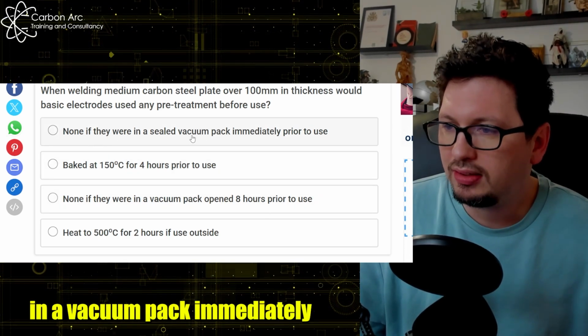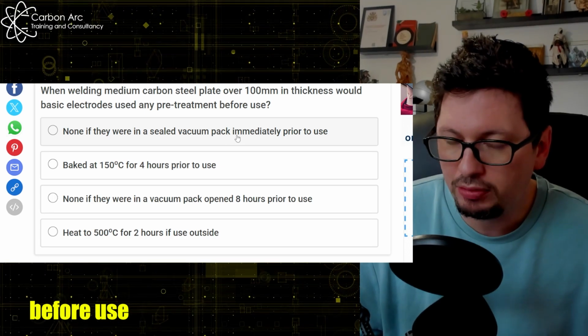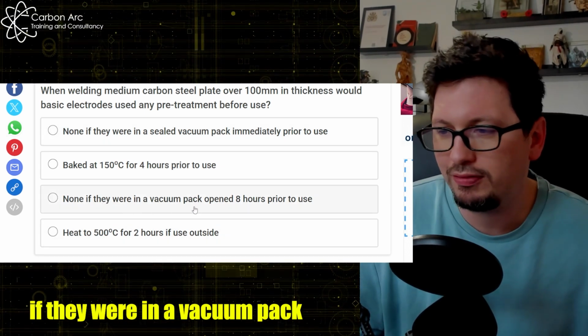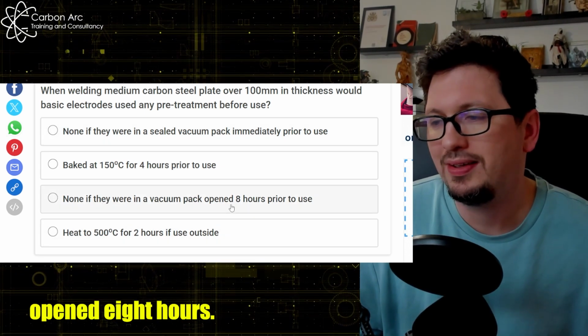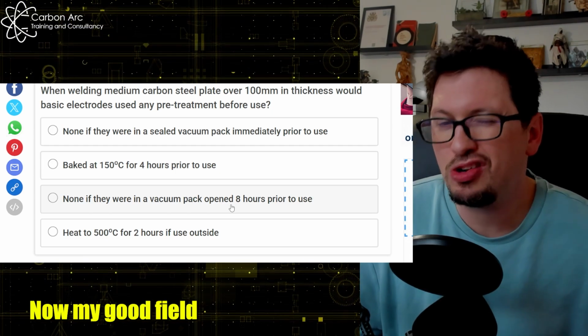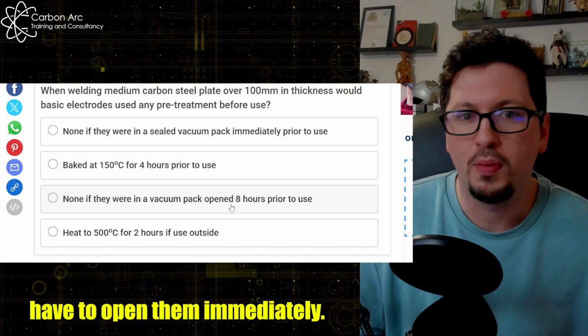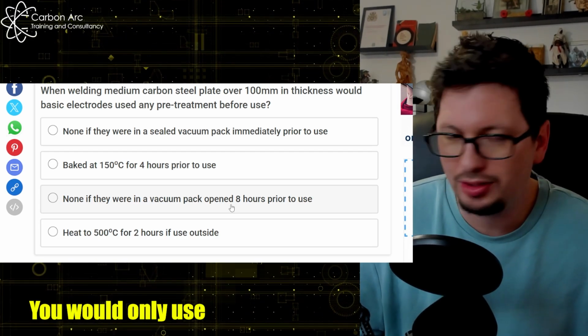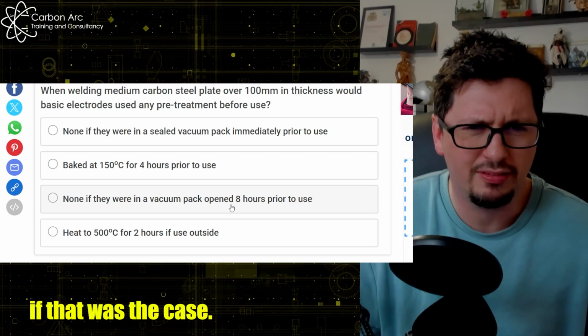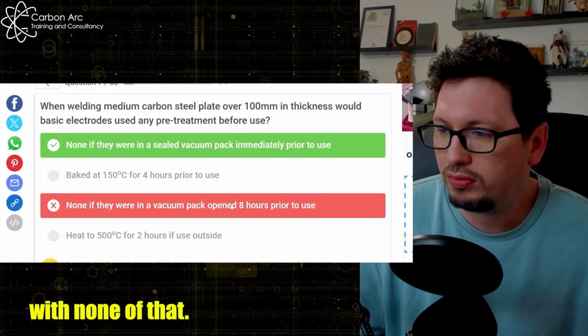None if they were sealed in a vacuum pack immediately before use, and none if they were in a vacuum pack opened 8 hours. Now, my gut feel is I'm going to go with 8 hours because you don't have to open them immediately, right? You would only be able to use one electrode out of the pack if that was the case. So I'm going to go with none with that.